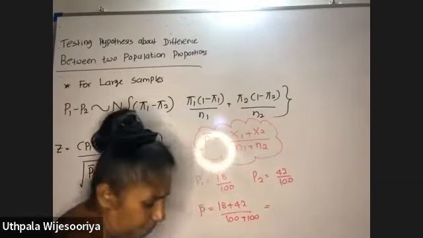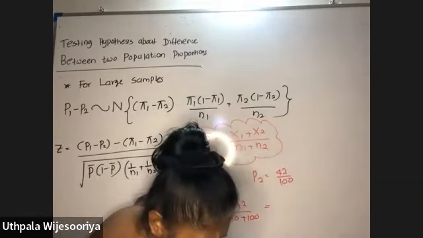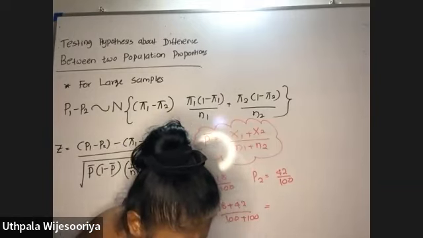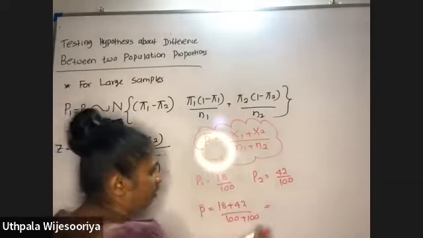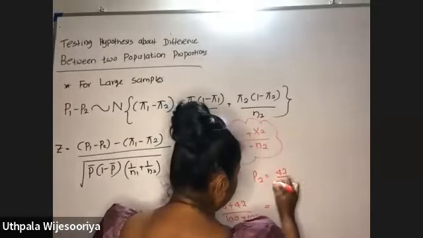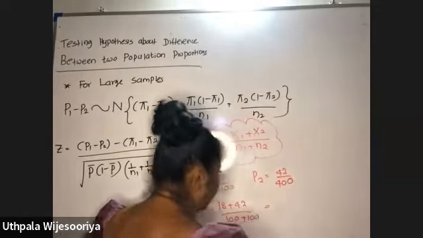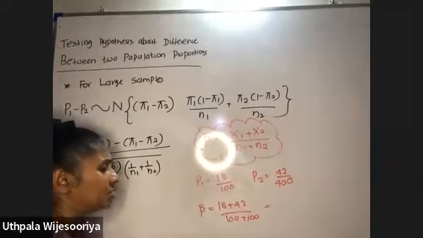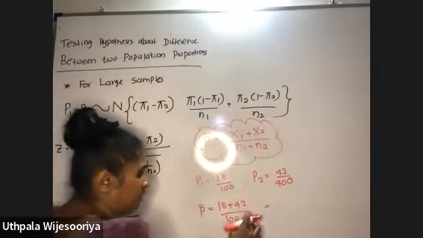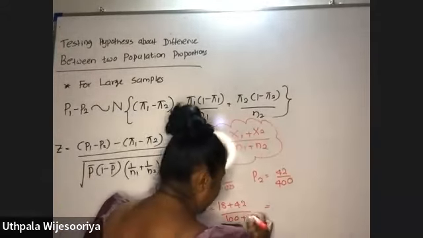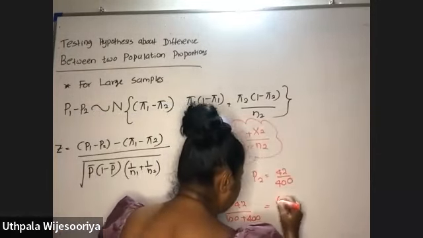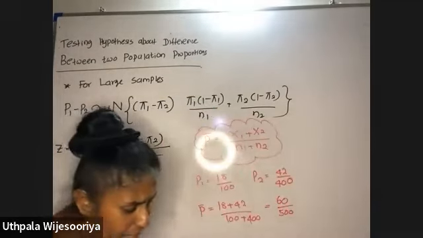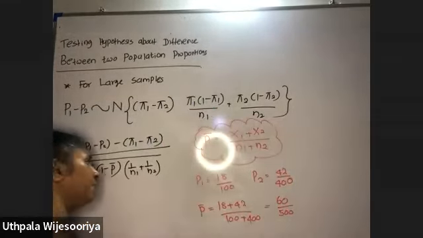What is that? 18 plus 42 is 60. 60 over 200. Small mistake is there by me. The first fraction is 18 over 100, the second fraction is 42 over 400, so I made a mistake. Sorry, 60 over 500. 60 over 500 is our P bar.